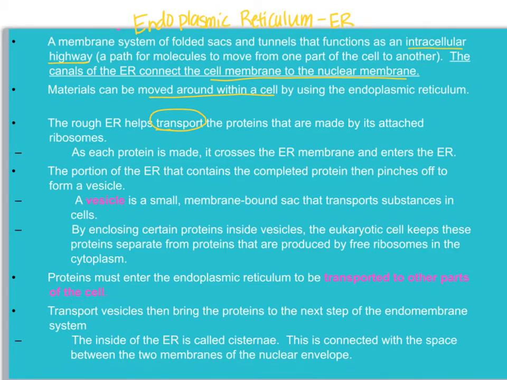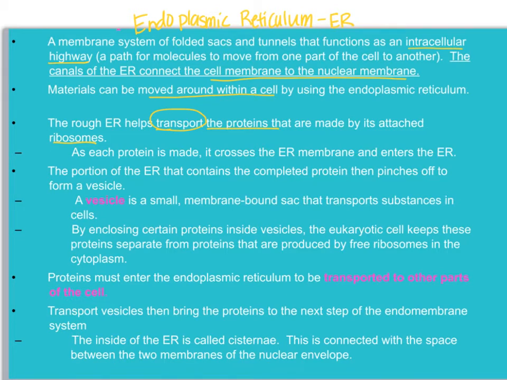So again, the rough ER has the ribosomes attached to it. And so it's going to transport the proteins that were made on that ribosome. It's going to go inside of the ER, and then travel to whatever other part of the ER, because it's a big membrane system. It takes up a good portion of the cell. And so it could exit on the left or exit on the right, like taking different exits on the interstate.